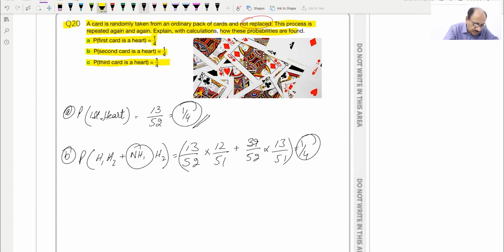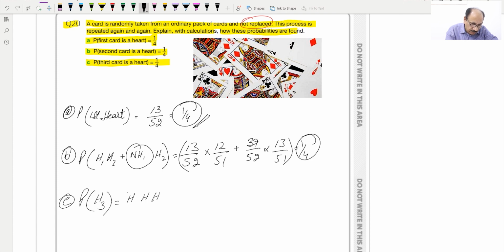This one is a little tricky. You need to understand this. C part, probability of third heart. There can be different options. So it can be: third heart will be first heart, second heart, and third also heart.